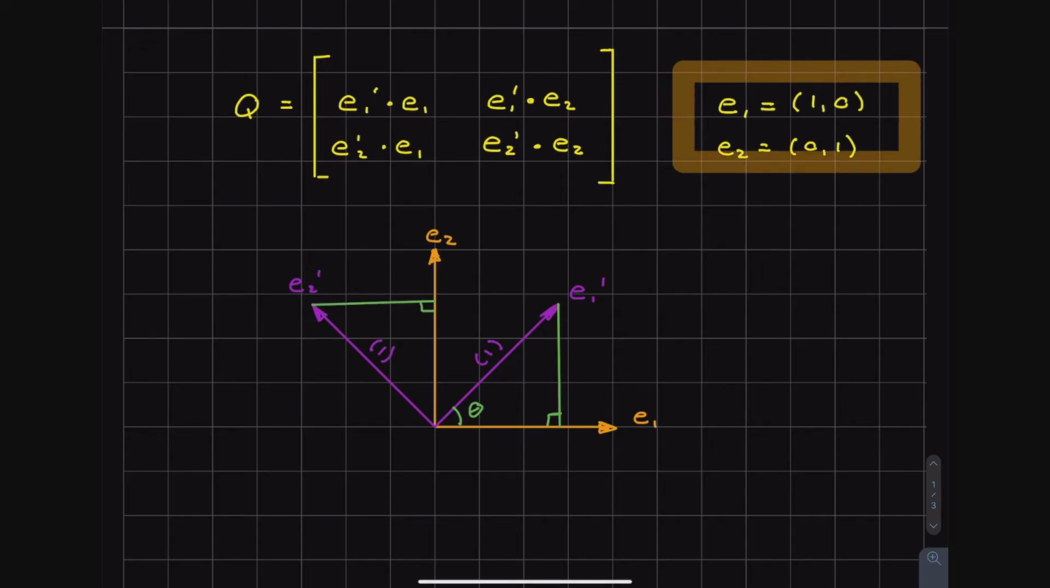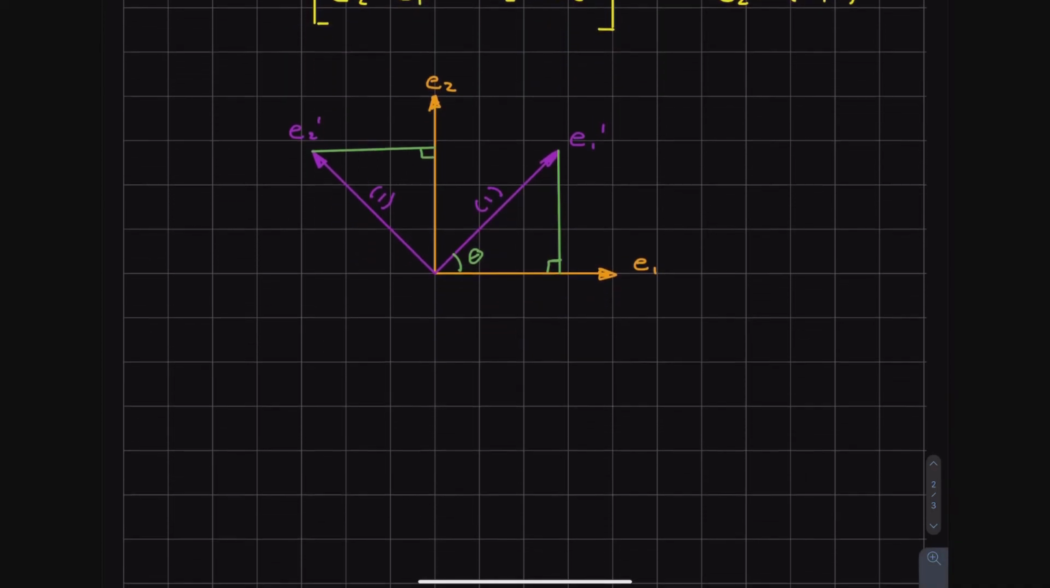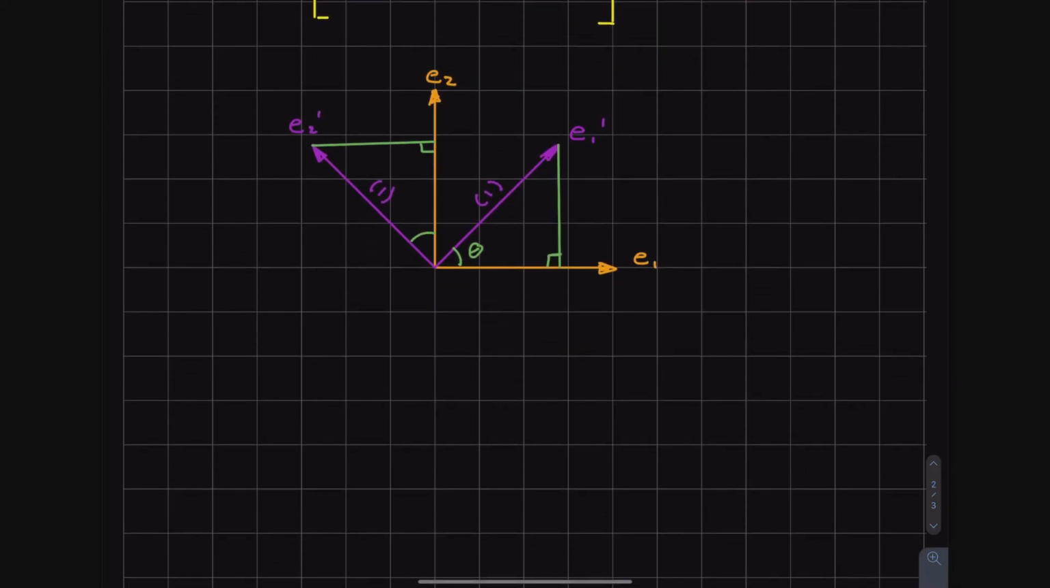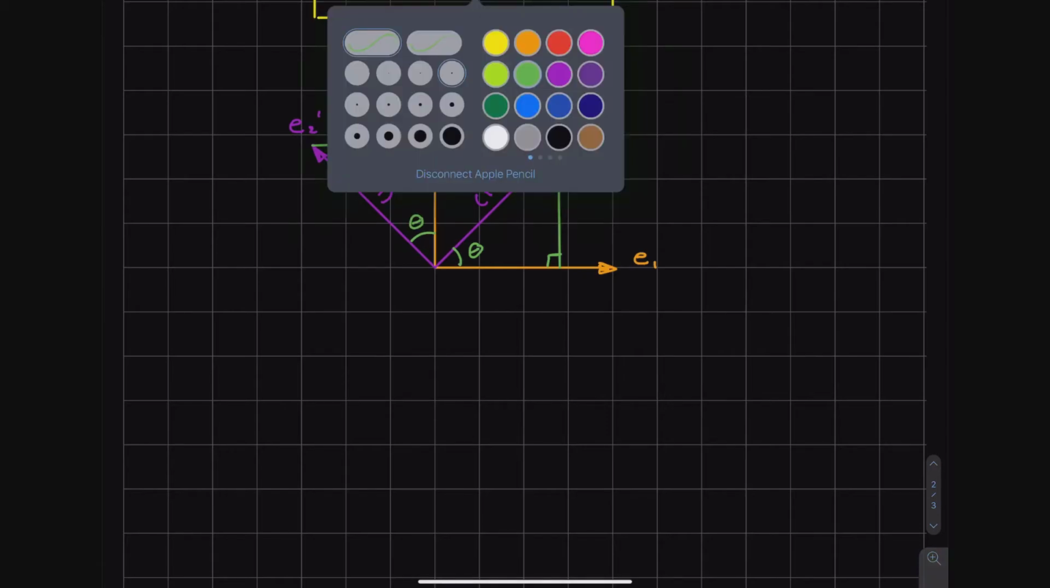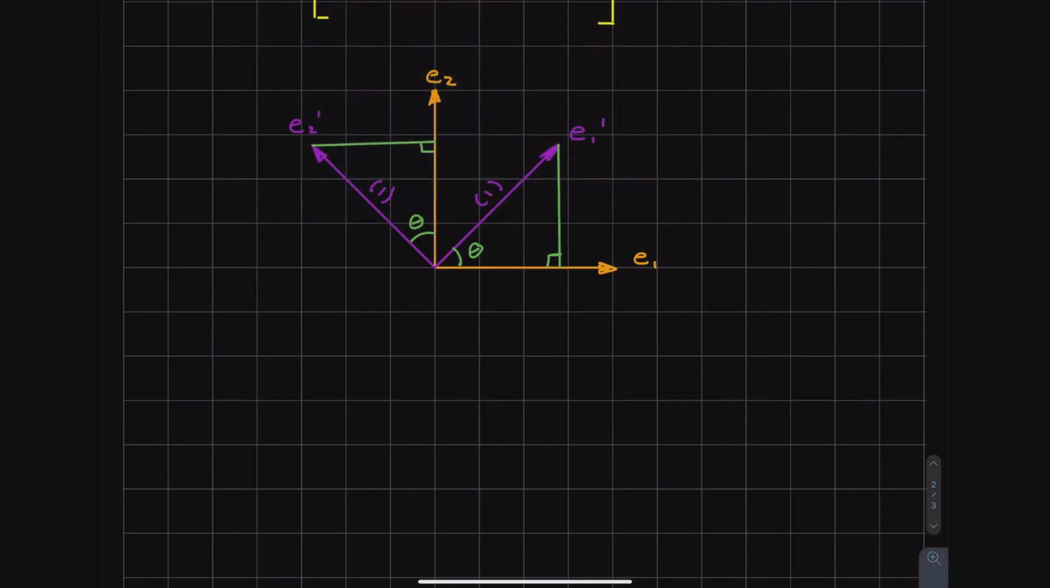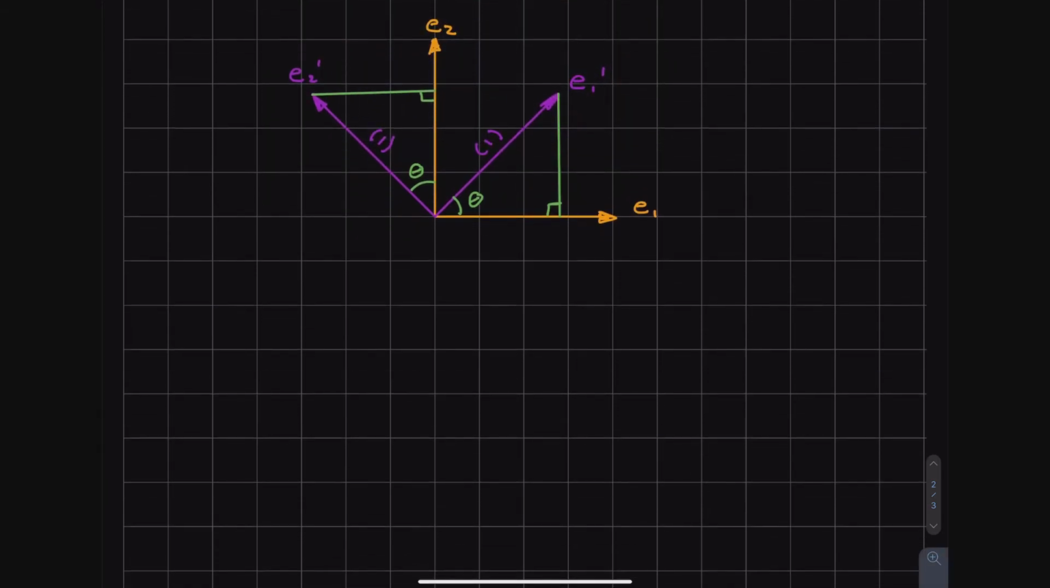So nice and simple. From here, we can easily find the components just by using simple trigonometry, because that theta that we rotated by down there is also going to be the theta over on this side. So for E1 prime, the first component is going to be the new x component, which is this right here. To get this value, we multiply the hypotenuse by cosine of theta. But since the hypotenuse is just 1, this is just equal to cosine of theta.